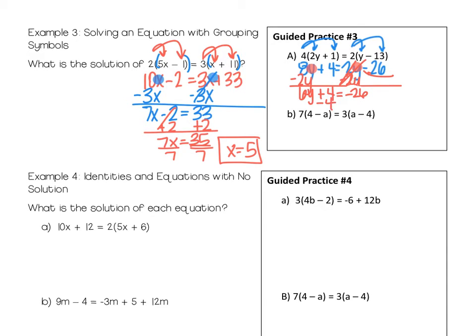Okay, if you subtract 4, you get 6y equals negative 30, and then divide both sides by 6, so you get y equals negative 5. Try guided practice B, and I'll go over it in just a second.